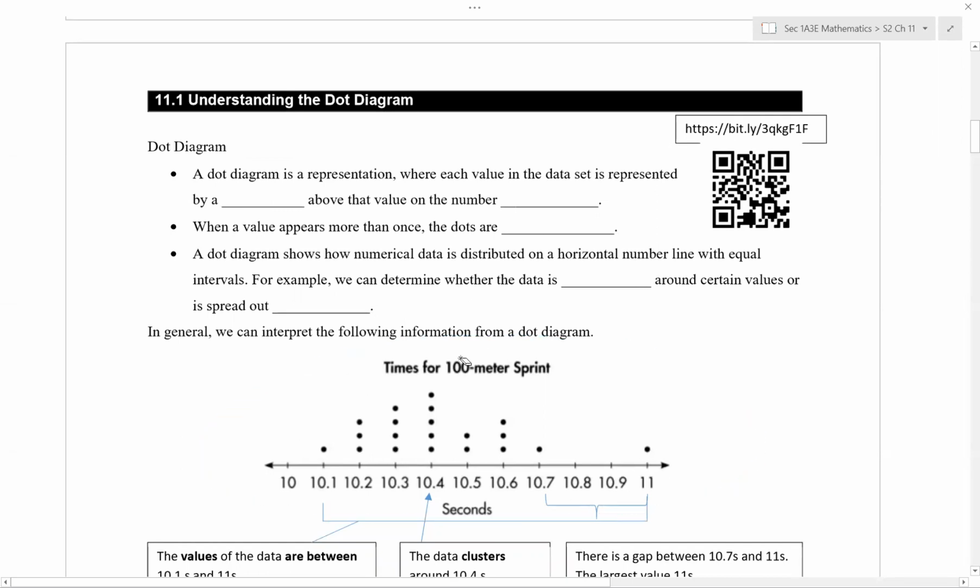And let's take a look at some of the key points inside this dot diagram. So this is a representation where each value in the data set is represented via a dot above that value on the number line. Okay, so number lines, we've covered that in Sec 1. A horizontal line showing us different values at different positions. So when a value appears more than once, the dots are stacked up.